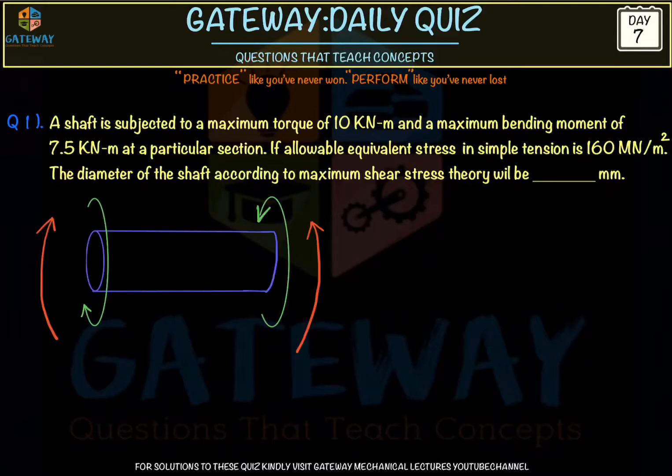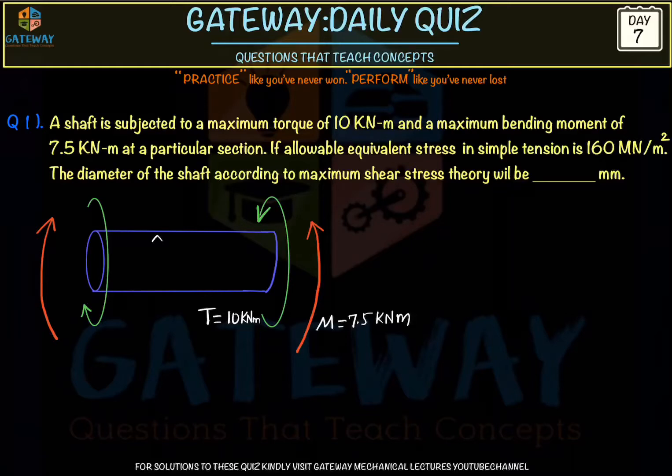This is the condition of the shaft. On the shaft there is a maximum torque acting, and the torque value is given as 10 kN, and also the maximum bending moment acting on the shaft is 7.5 kN. It is said to be acting at a particular cross section, so this is what I've considered as a particular cross section of the shaft.